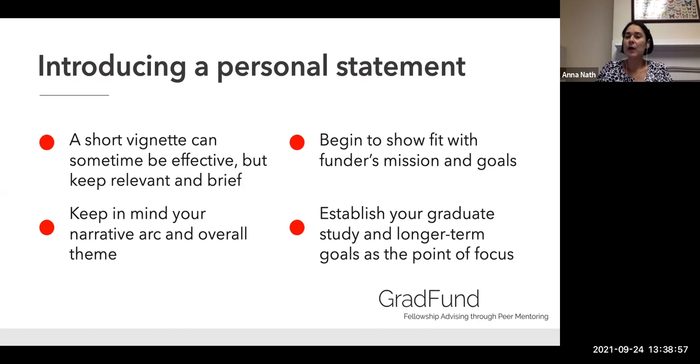And establish your graduate study and longer-term goals as the point of focus, right? Don't wait till the very end to say what discipline you're coming from. They're not there to try to figure it out for themselves, right? Put it all out there, make it clear, show who you are, where you're coming from, and what your long-term goals are, and make that the focus, so the reviewer can focus on that. So you can give them everything at the very beginning, and then you expand on those things.